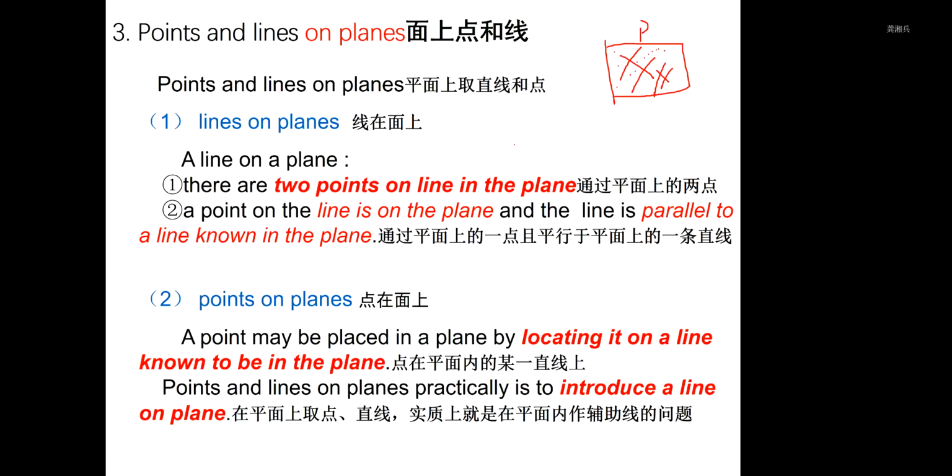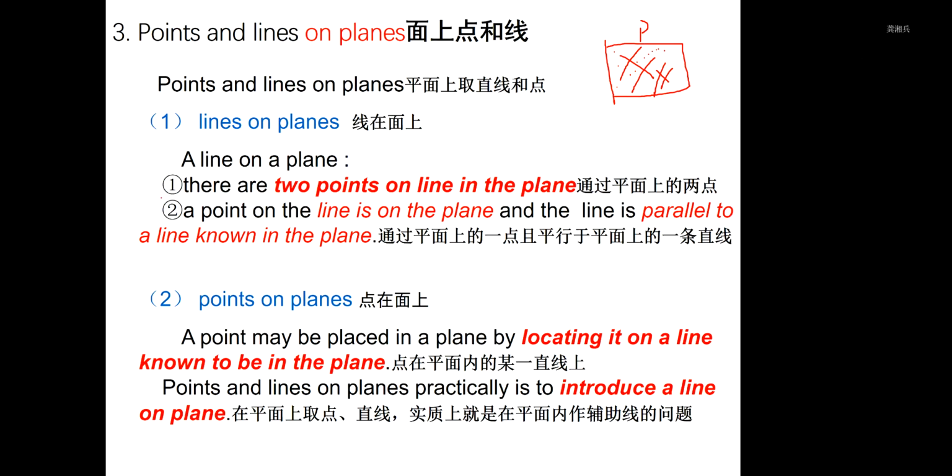This is in 3D. But in 2D, how can we determine which line belongs to the plane, and which point belongs to the plane? So these are the rules. Remember this one: points and lines on the plane. First, we go to the line on the plane. Any line on the plane should obey these two kinds of requirements. Just like here, for a line on the plane, there are 2 points on the line in the plane. If you want to determine a line on the plane, you can find 2 points on the plane. You join the 2 points together, which means this line belongs to the plane.